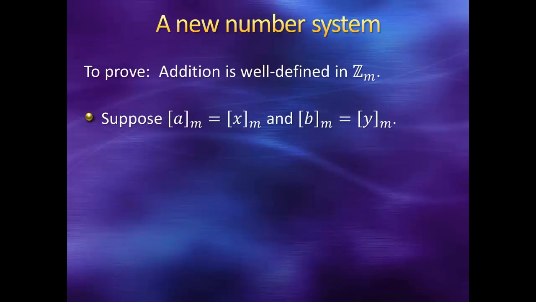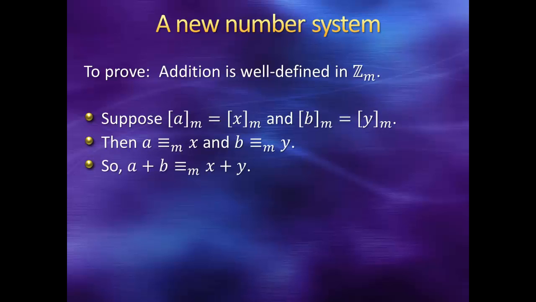Suppose that A's congruence class and X's congruence class mod m are the same, and B's congruence class and Y's congruence class mod m are also the same. That means we know that A is congruent to X mod m and B is congruent to Y mod m. Because of our properties established earlier, we know that A plus B is congruent to X plus Y mod m. So the congruence class of A plus B mod m is the same as the congruence class of X plus Y mod m. See if you can similarly prove that multiplication in Zm is also well defined on your own.